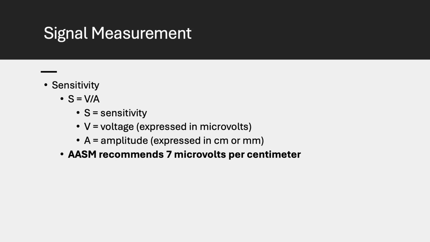So increasing the sensitivity means that higher voltages are represented in the same amount of space, so increasing the sensitivity will decrease the size or amplitude of the signal on the screen. It essentially boosts the signal to make it a little bigger on the screen. However, too much or too little sensitivity can make the waveforms too big or too small. These functions we typically leave alone on the software. The AASM recommends sensitivity settings for EEG channels at 7 microvolts per centimeter.